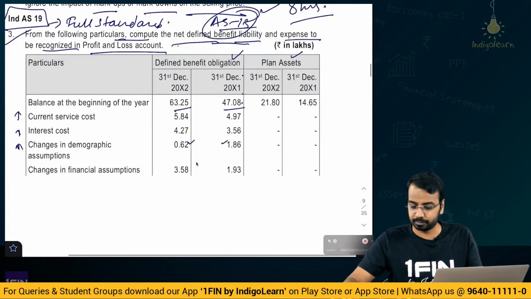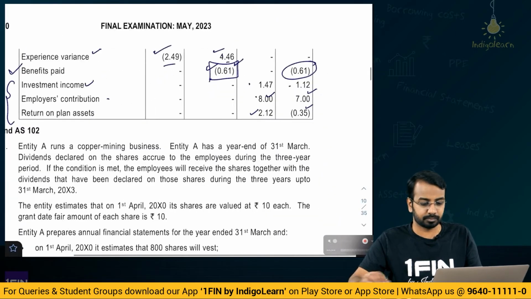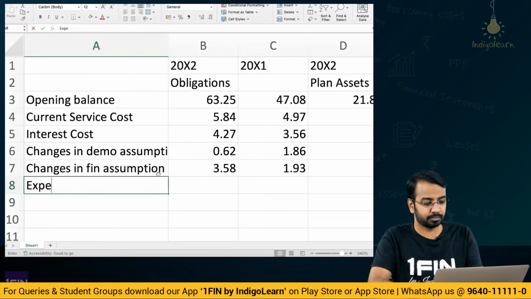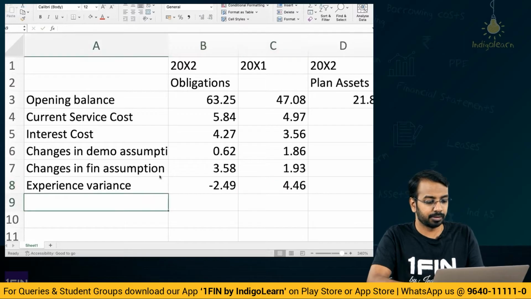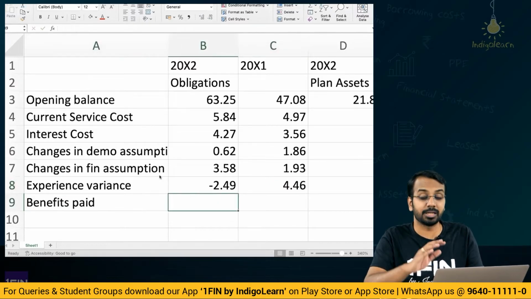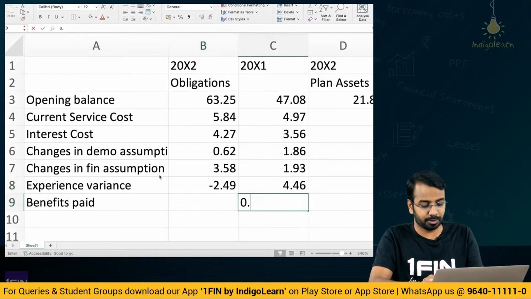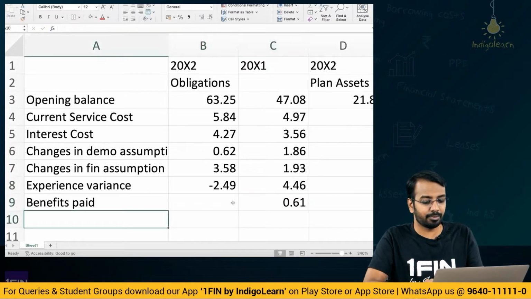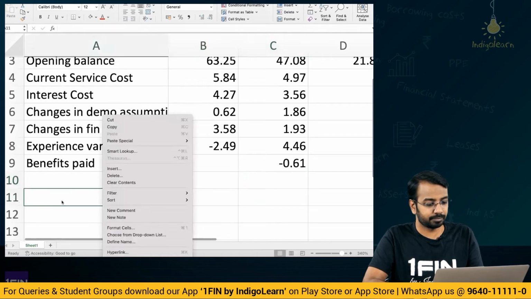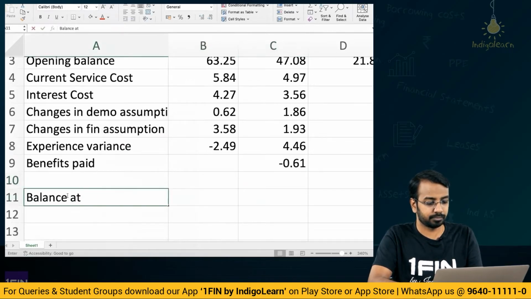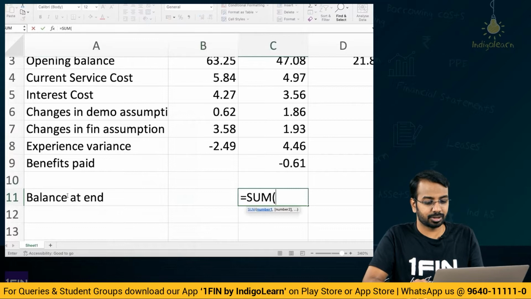Then experience variance, minus 2.49 and 4.46. Benefits paid, that is what is actually paid to the employees, 0.61. Now this is the obligation part. Now if you see the closing balance, it is just a summation of all of this.